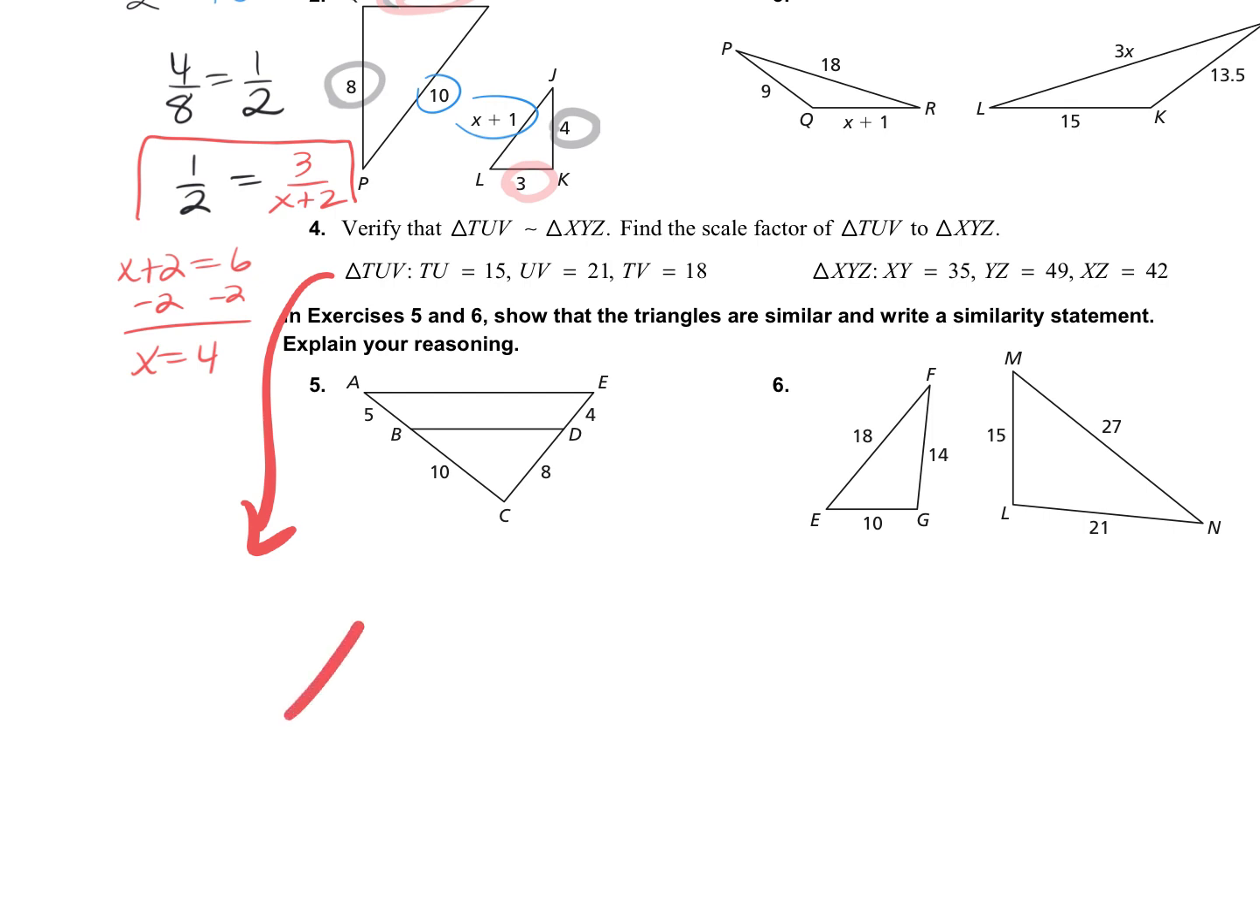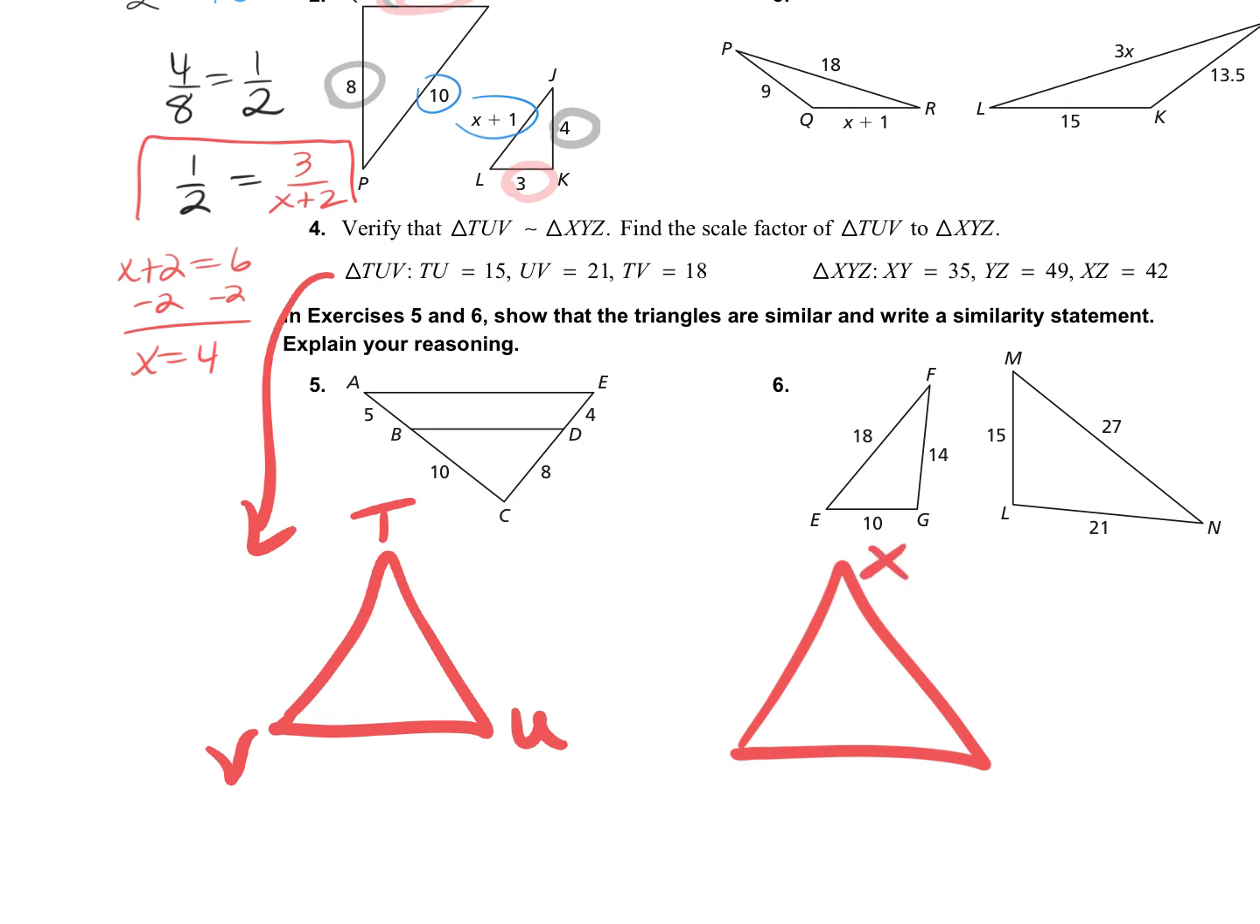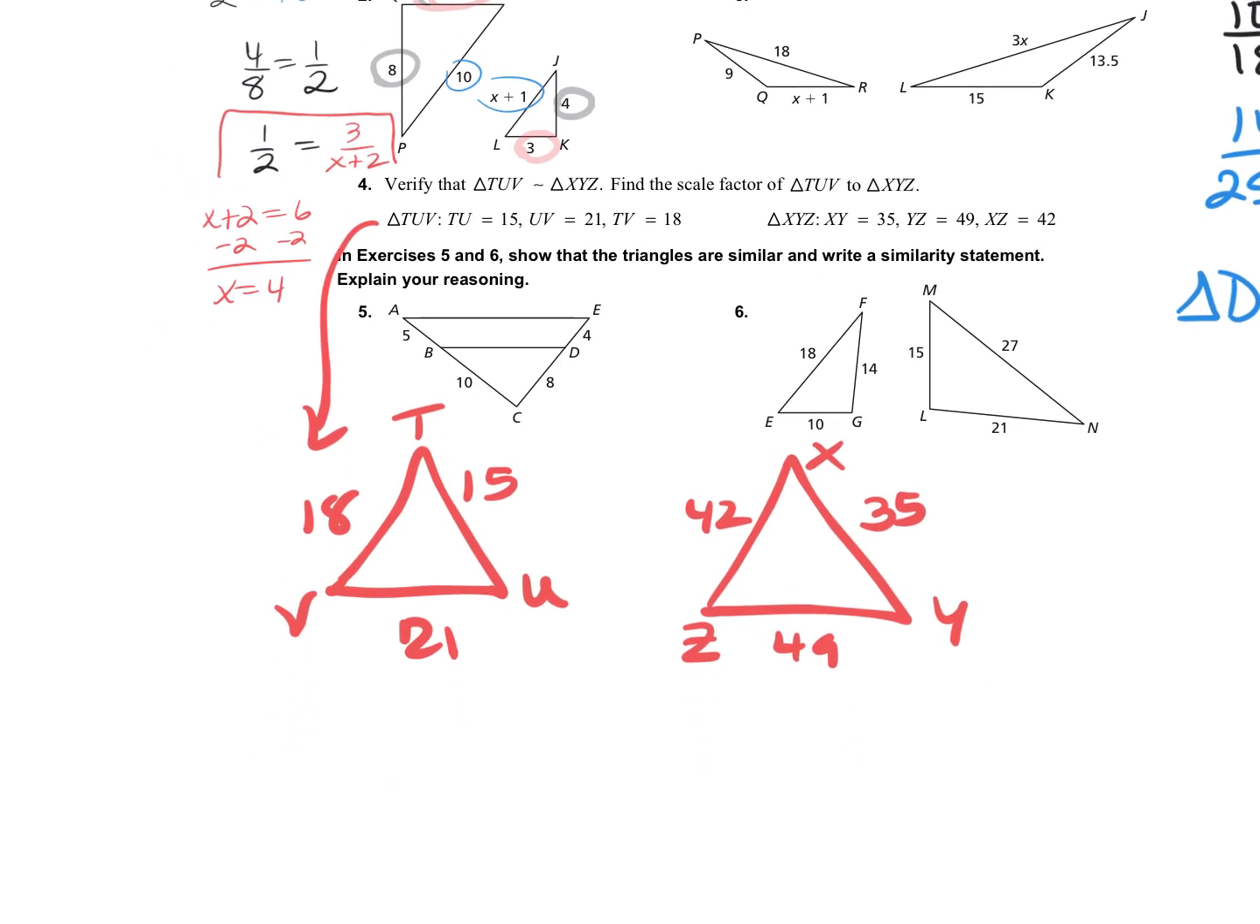So I have TUV, and then XYZ. It gave me TU is 15, UV is 21, TV is 18, XY is 35, YZ is 49, and XZ is 42. Because they want you to verify this statement, what you're going to match is TU with XY.